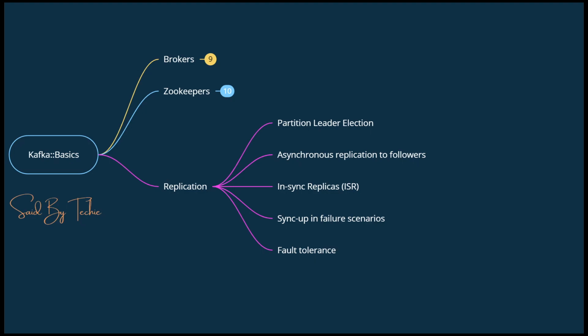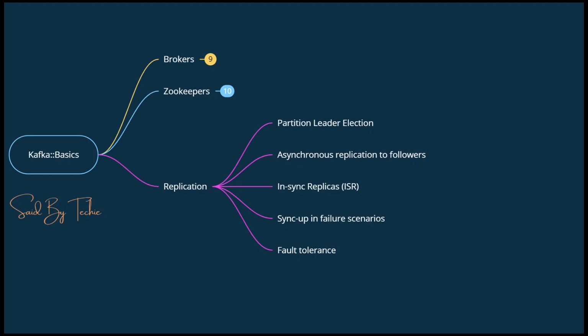Asynchronous replication to followers. Once the leader for each partition is elected, it replicates its data to the follower replicas. This replication is performed asynchronously, right? Meaning that the leader doesn't need the acknowledgement from followers before acknowledging the write to the producer. There is a property called acks, which defines how many acknowledgements are required: you either require the acknowledgement of the leader only, or from all the in-sync replicas, right? This is a property within the producer, which we are going to discuss when we do hands-on with producers and consumers.